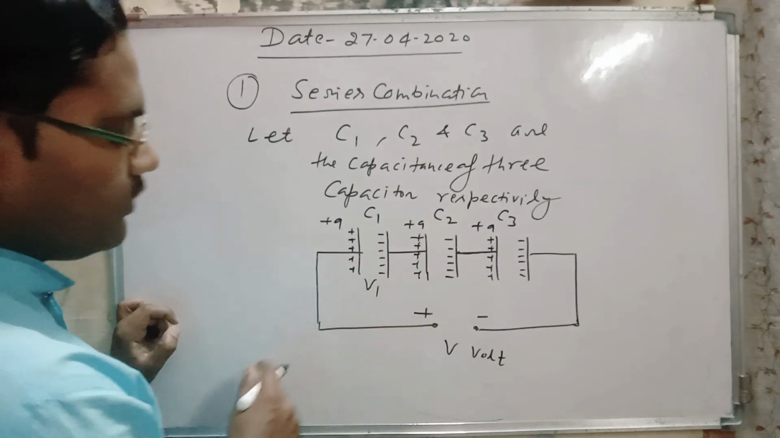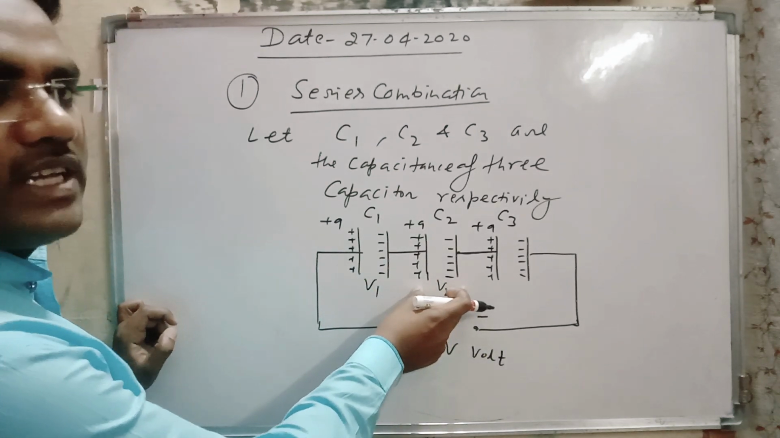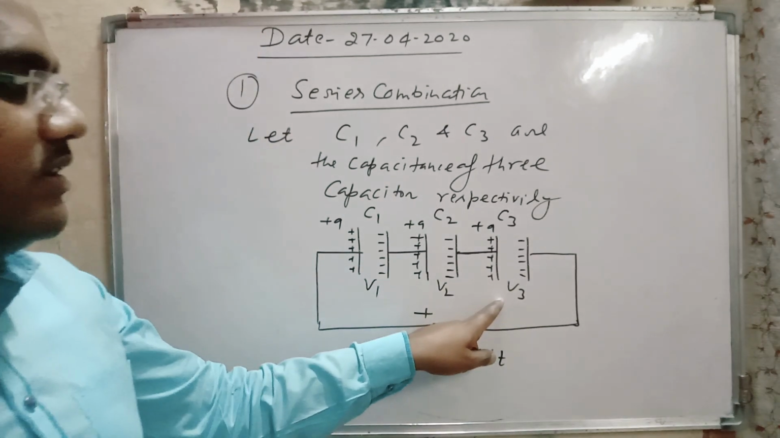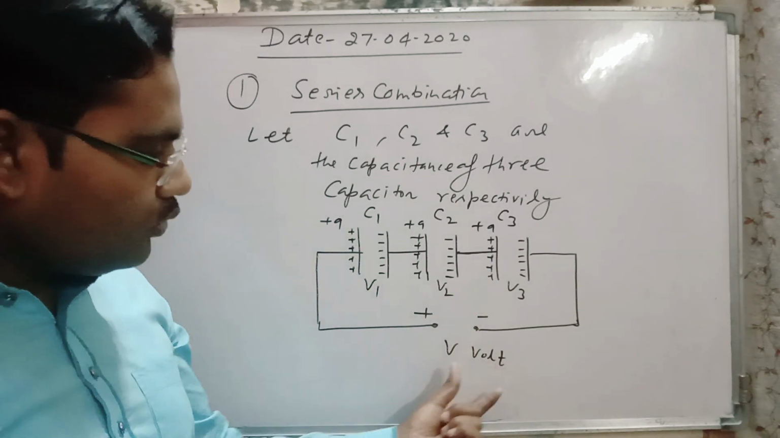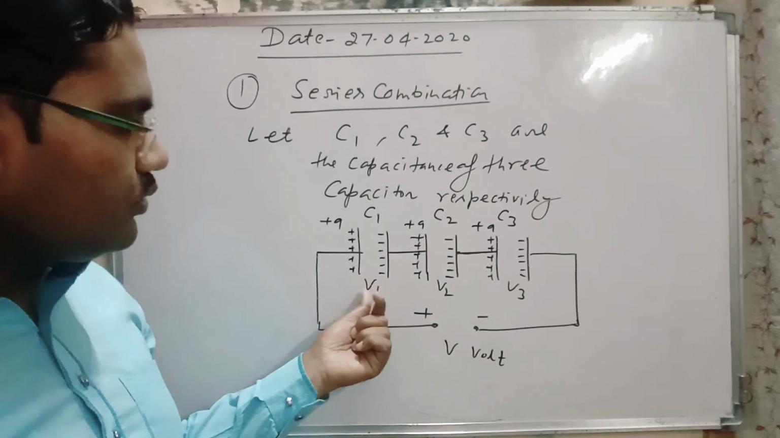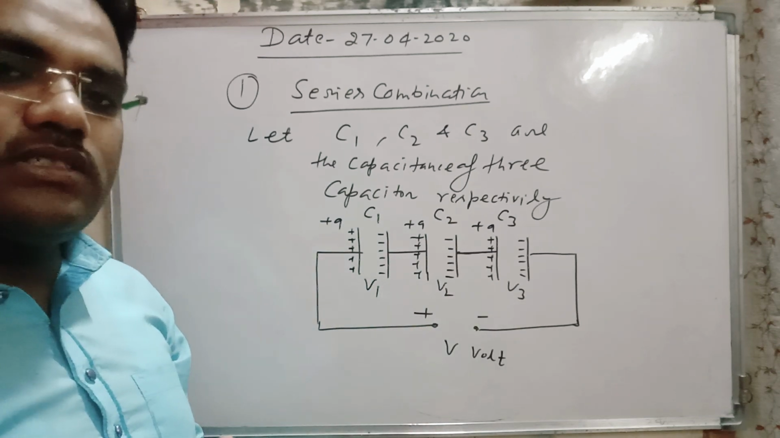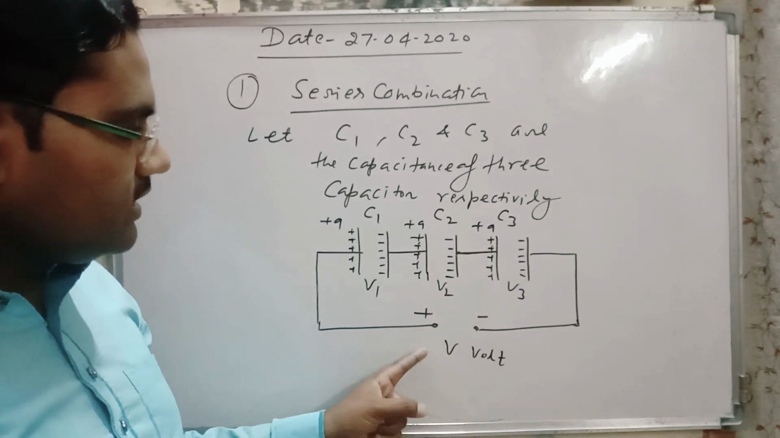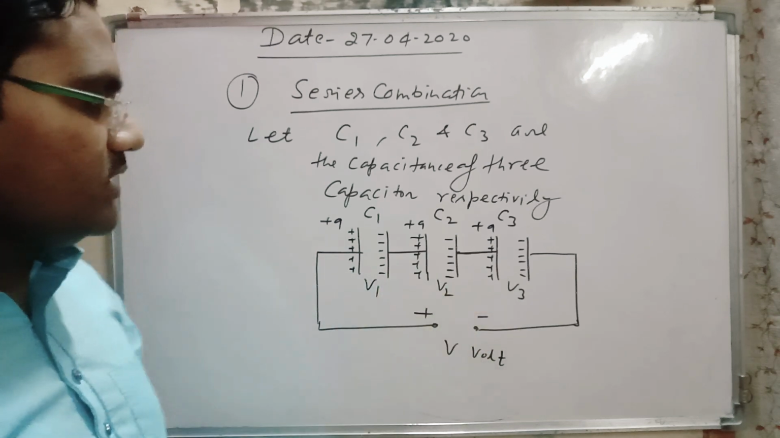Let V1 be the potential difference across the plates of the first capacitor, V2 the potential difference across the plates of the second capacitor, and V3 the potential difference across the plates of the third capacitor. Now the total potential is V volt, and this is divided into three parts: V1, V2 and V3. According to conservation of energy, the total potential is equal to the algebraic sum of the potentials distributed over the capacitors.